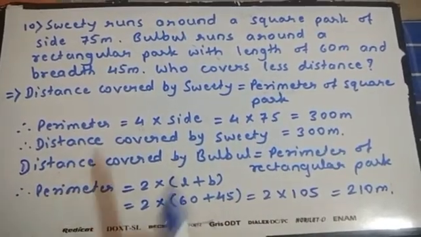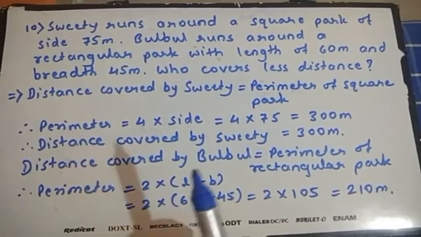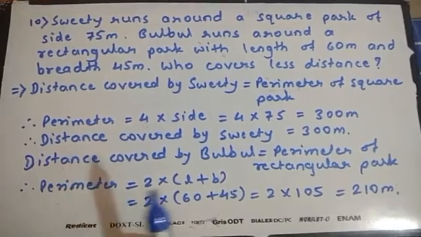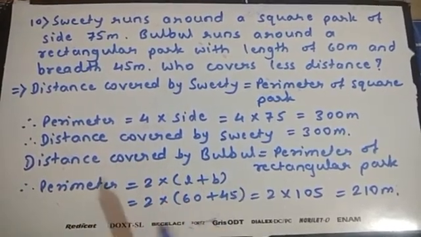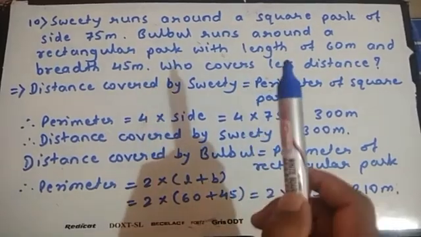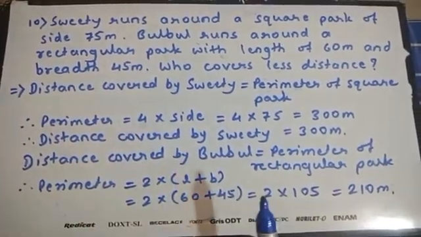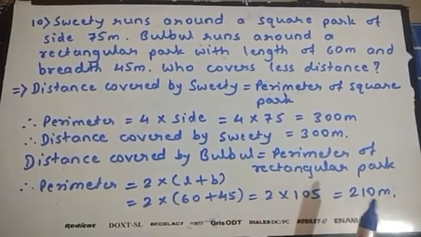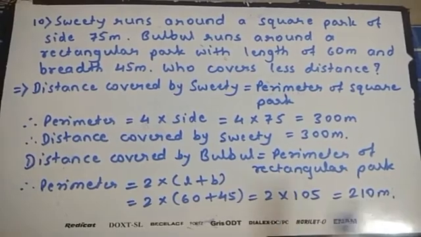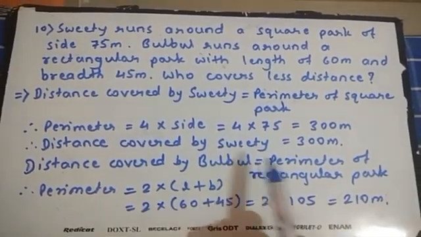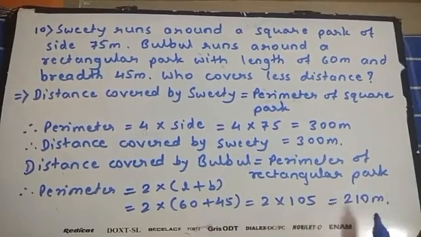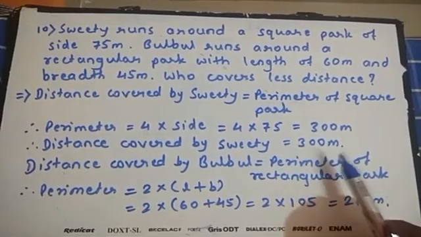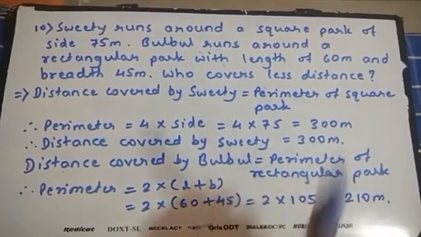In the same way, there is one rectangular park. The distance covered by Bulbul is equal to the perimeter of the rectangular park. What is the formula to find the perimeter of a rectangular park? 2 multiplied by length plus breadth. Therefore 2 multiplied by 60 plus 45. The length and breadth of that rectangular park are given. Therefore 60 plus 45 is 105, and 2 multiplied by 105 is equal to 210 meter, the distance covered by Bulbul. Therefore Sweetie runs 300 meter and Bulbul runs 210 meter. Here we can say that 210 meter is less than 300 meter. Therefore Bulbul runs less than Sweetie.